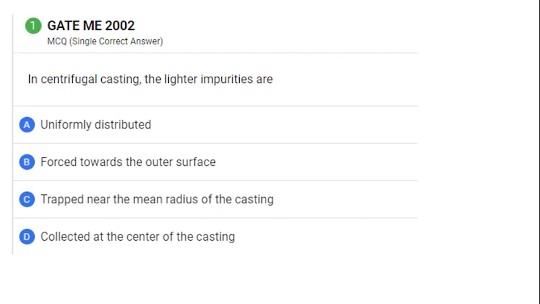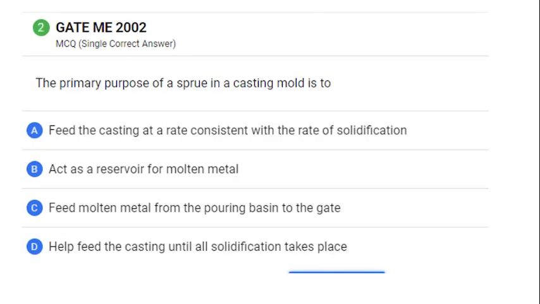So solve this question. Just now we discussed. C. D, D, D. D, ma'am. Yeah, D is correct. See, just now we discussed that whatever light impurities or slag will be there will be collected at the center of the casting. Option D is correct.